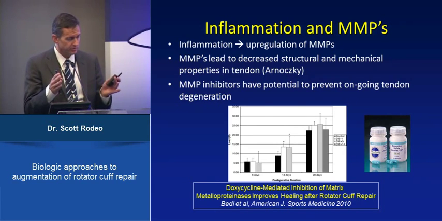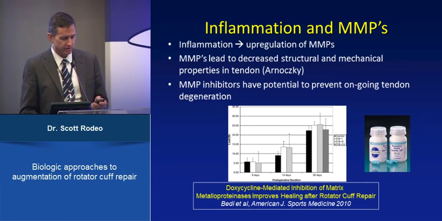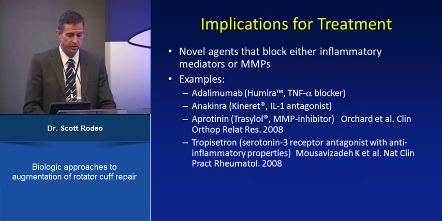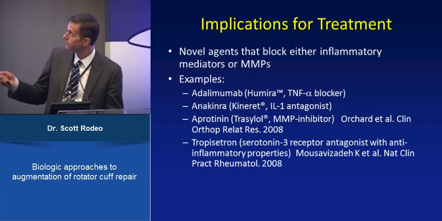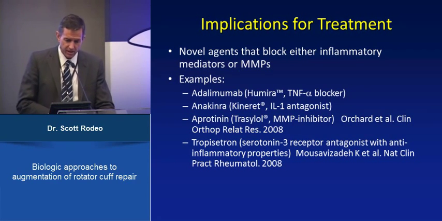This is all preclinical data, but these are some pathways that we can explore to ultimately try to improve healing in our patients. So what are some implications for treatment? Well, there are some novel agents that we know can block either inflammatory mediators or MMPs. Some are listed here. Our colleagues in rheumatology, of course, use TNF-alpha blockers. There are drugs that block IL-1 beta. There are MMP inhibitors that are being developed. None of these are ready for widespread use in the shoulder, but I would submit to you these are avenues that require further research and have potential for us to modulate the biology of tendon healing.